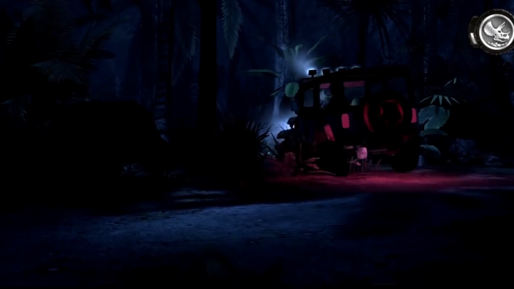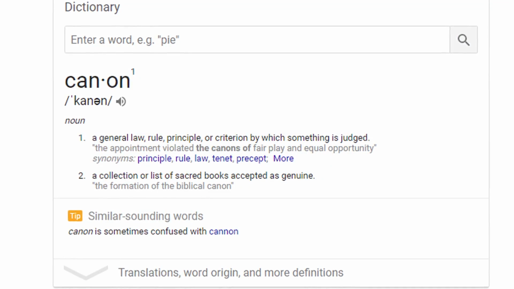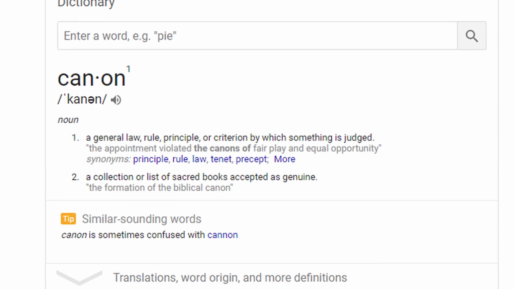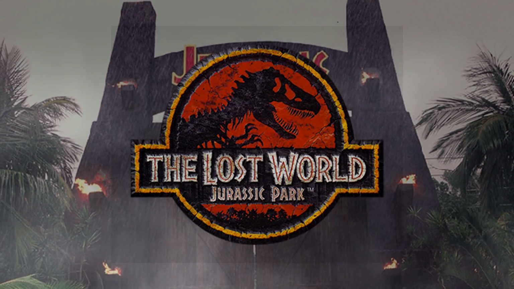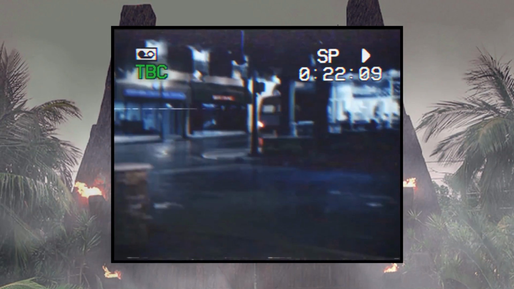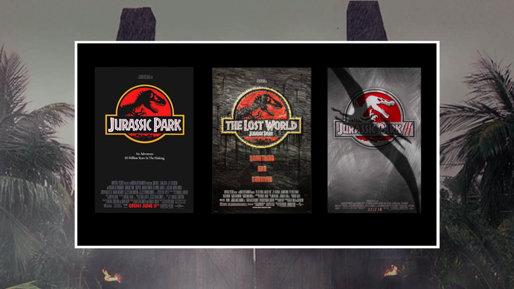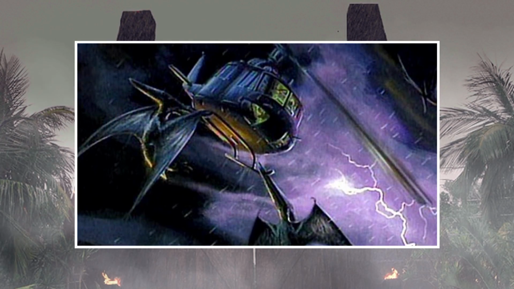Picking and choosing what factually happened off of older material that doesn't gel well with even itself goes against the very definition of what canon means. Remember, it's a general law, rule, principle, or criterion by which something is judged. It's a collection or list of sacred books accepted as genuine. Due to the fact that The Lost World exists as it does today, and the fact that the newer films and websites have designed themselves to adhere to that movie means that they are doing just that. That's our sacred book. Jurassic Park, The Lost World, Jurassic Park 3. Older scripts that got rewritten and thrown out can't be considered canon.